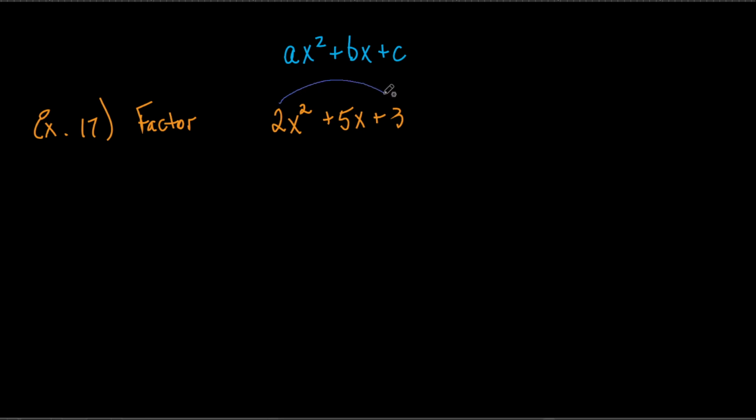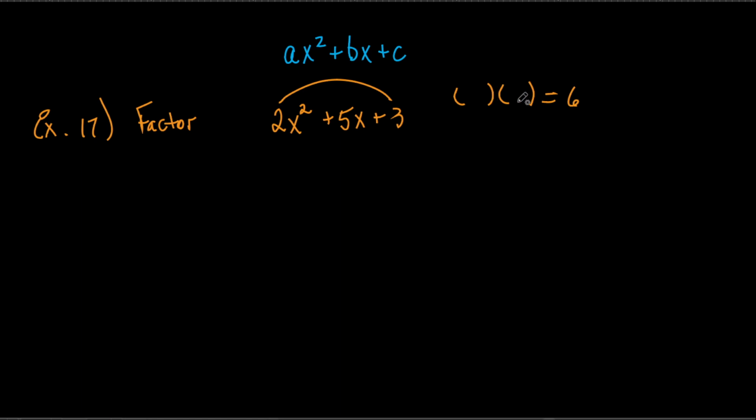Instead of saying what times what is 3, we're going to multiply the first, the A, and the C together and see what they multiply to be. So just multiply the 2 times 3. You're going to get a 6. So what you're asking yourself is this.